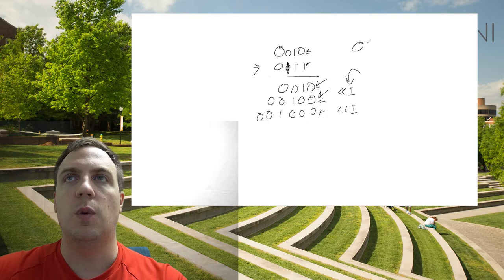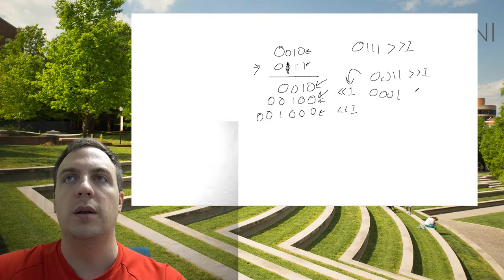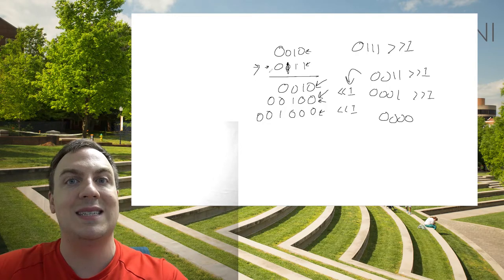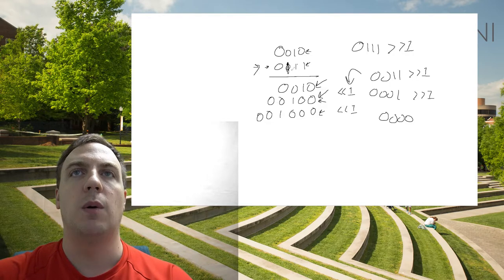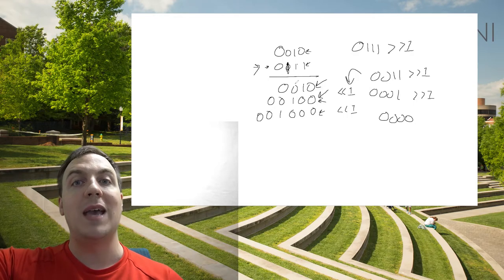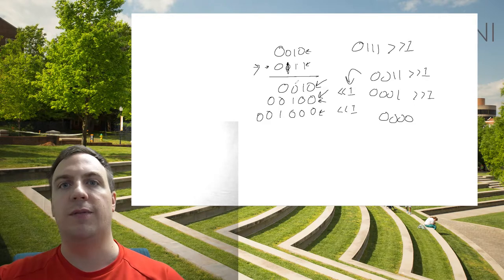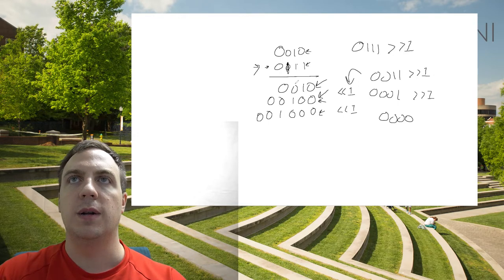Now, if we shift 0111 to the right by one place, what are we going to get? 0011. And then if we shift that right by one place, 0001. If we shift that right by one place, 0000. And then we're done. So as long as this number is not zero, we keep shifting the top number to the left once and the bottom number to the right once. And we check that bit. If that bit in the new ones place is a one, we add the top number. If it's a zero, we just skip it. We shift the top number to the left by one place, we shift the bottom number right by one place. So it's going to look something like this.